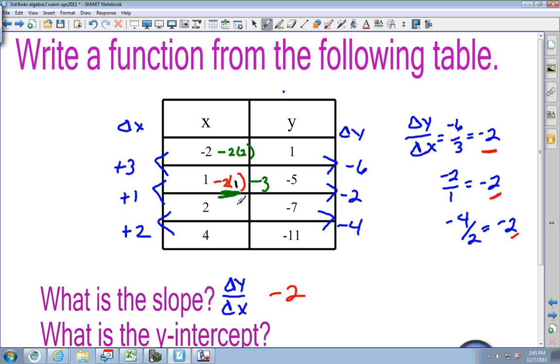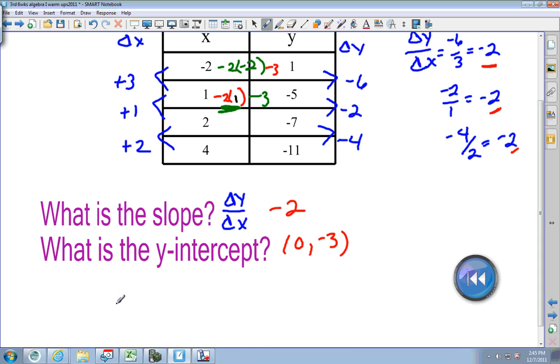Negative 2 times 1 is negative 2, right? Oh, hey, silly me. This is negative 2 times negative 2, which is a positive 4. Positive 4 minus 3 gives you 1. Your y-intercept is 0, negative 3.